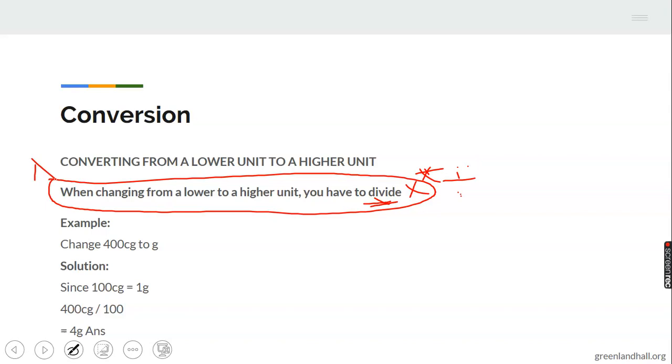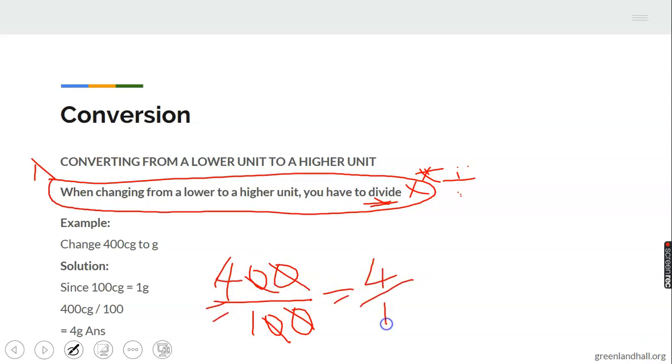Now we want to convert 400 cg to gram. cg is lower than gram, so you divide. Now since 100 cg equals 1g, you divide 400 by 100. You say 400 divided by 100. Your 0 cuts your 0, your 0 cuts your 0. What you are left with here is 4 over 1. And 4 over 1 is the same thing as 4. So your answer is 4 grams. Do you get that? Now let's go to the next question.